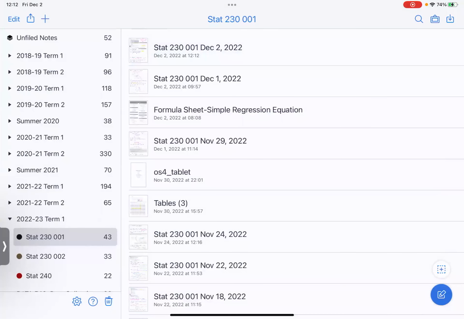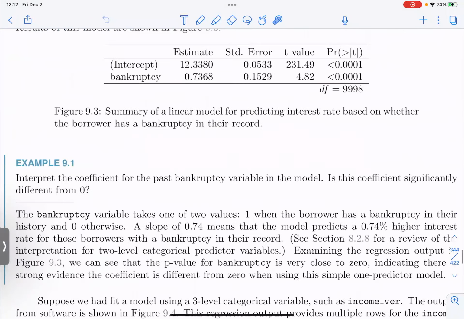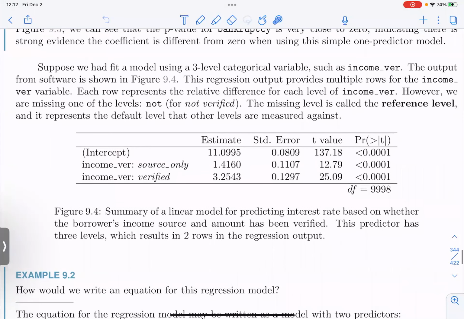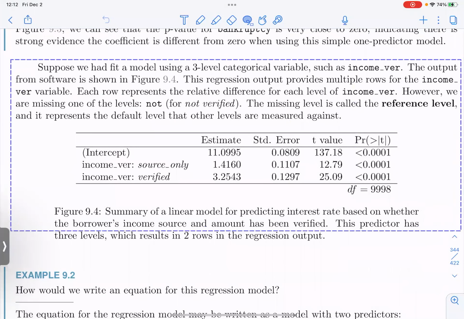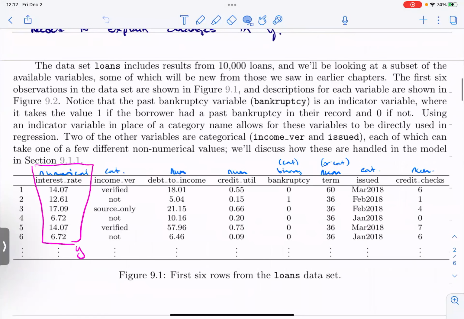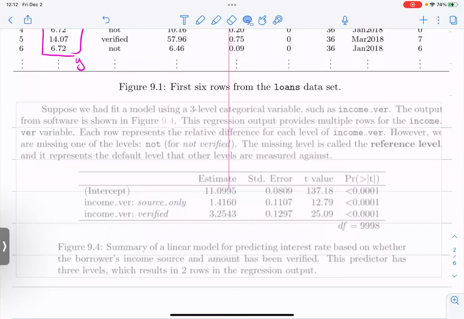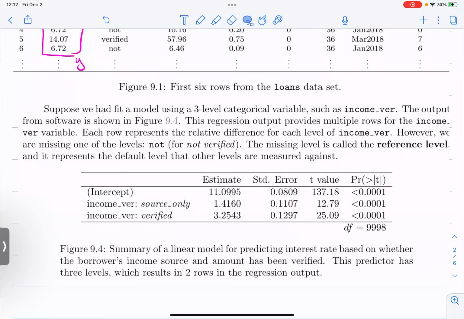So where is it? Yeah. It's a lot of stealing from the textbook today, because it's all output anyways.